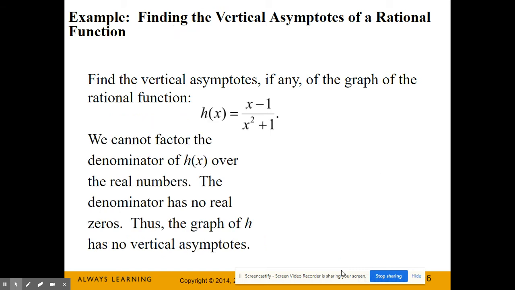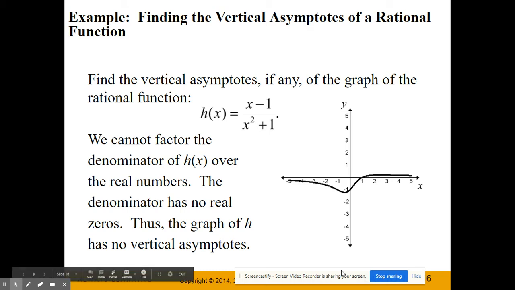Another example, x squared plus 1. If that's your denominator and you set it equal to 0, you're going to get imaginary solutions. That means there are no values of x that would be a limit on the domain, so there are no vertical asymptotes. If you graph this one, this is what it looks like. There is no vertical line that the function will not touch.